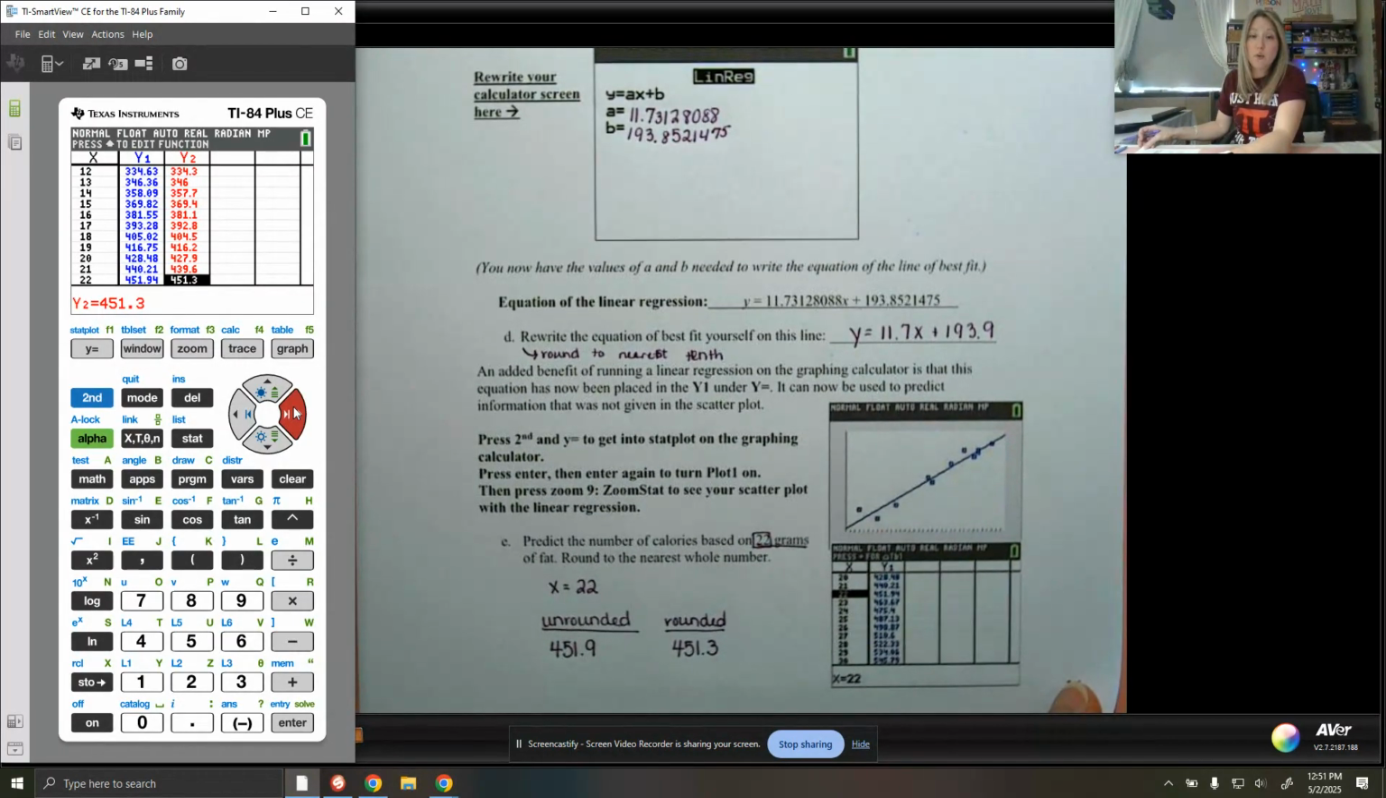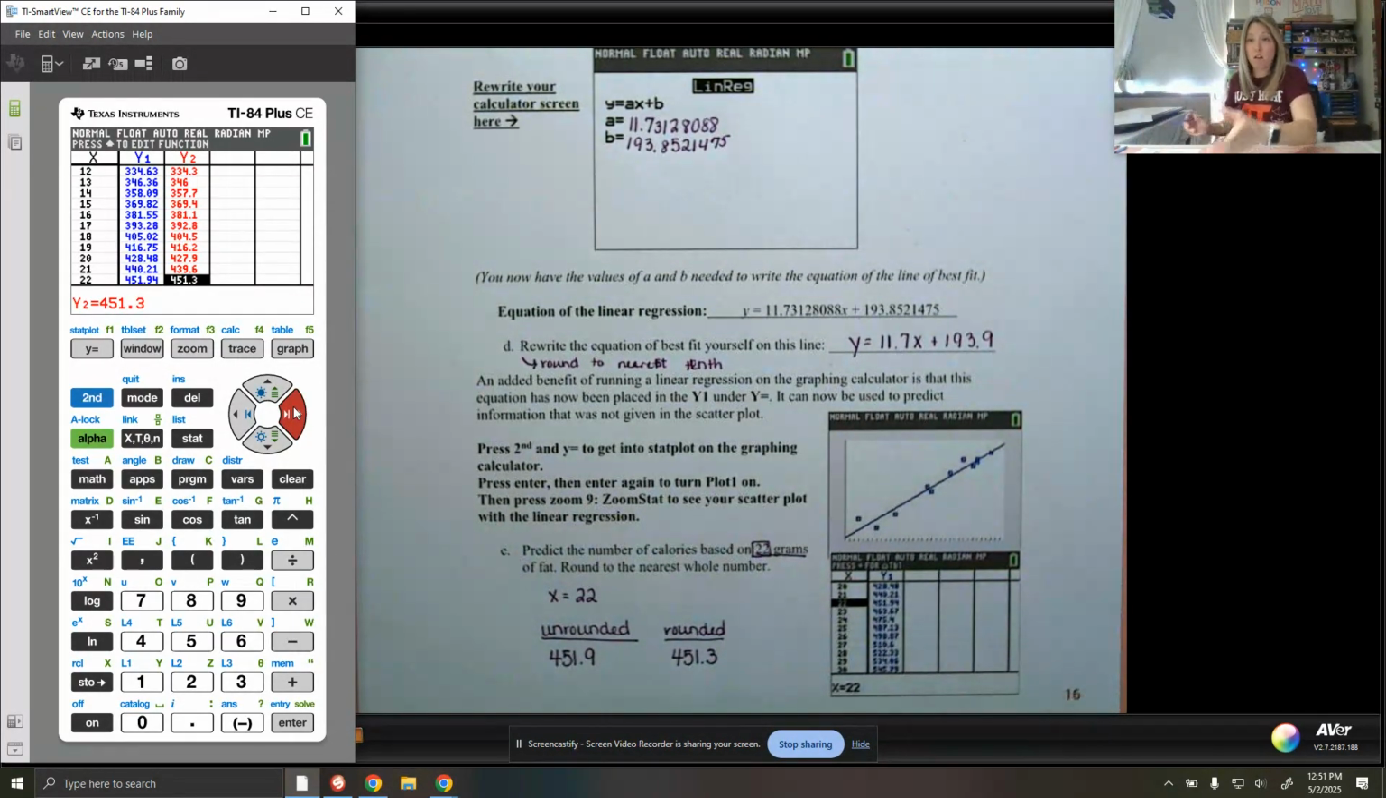Now, I will talk tomorrow more about that R value, that correlation coefficient, that kind of helps us determine how well related are these two data values. And is this a good predictor? A 0.97, just a spoiler alert, is a great predictor. An R value of 0.97 is a great predictor of what other calorie counts would be based on our fat grams that we're given. Okay?